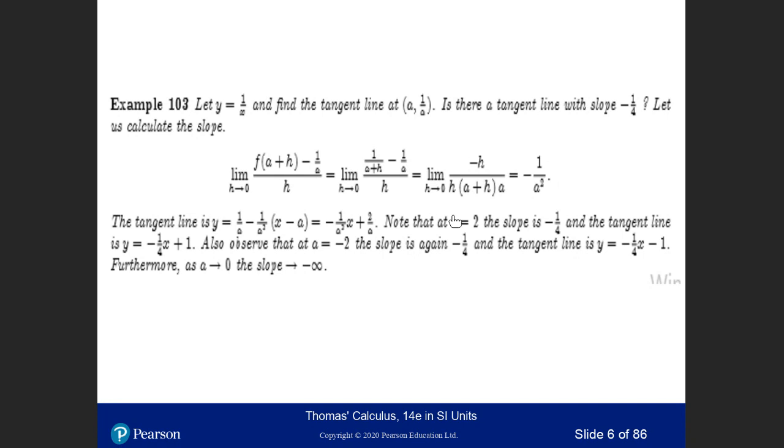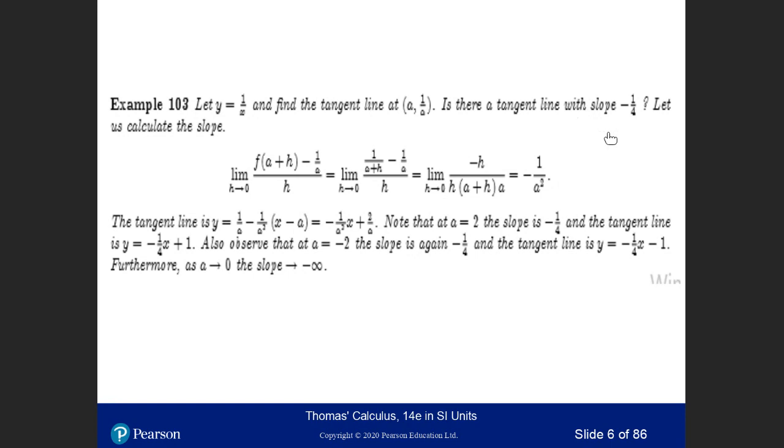And now in the denominator, you have a and a plus h and plus another h. The h's cancel out, and as h goes to 0, you get minus 1 over a squared. So the slope of this tangent line at this point for this function is minus 1 over a squared. So we can answer this question, is there a tangent line with slope minus 1 over 4?